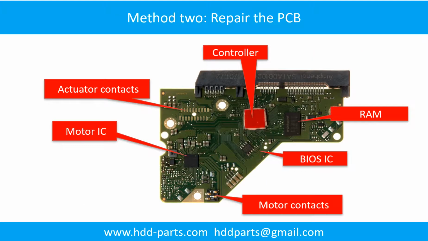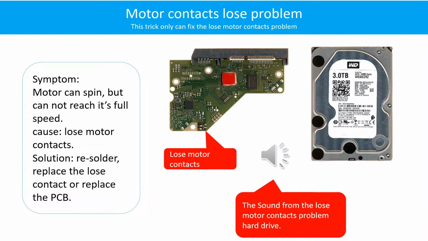This picture shows the basic components on the PCB board. The most vulnerable parts on the PCB board are the power supply circuit and the motor IC. Here are the motor contacts. Loose motor contacts problem: the motor can spin but cannot reach its full speed.